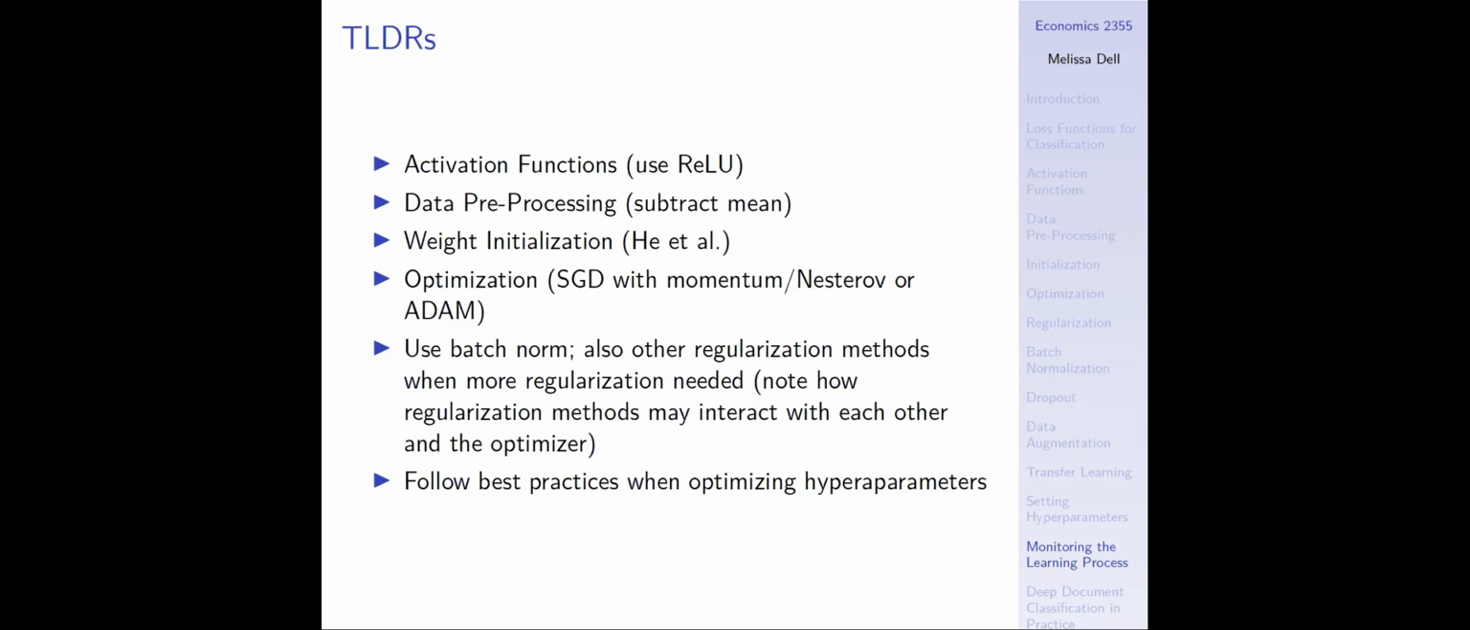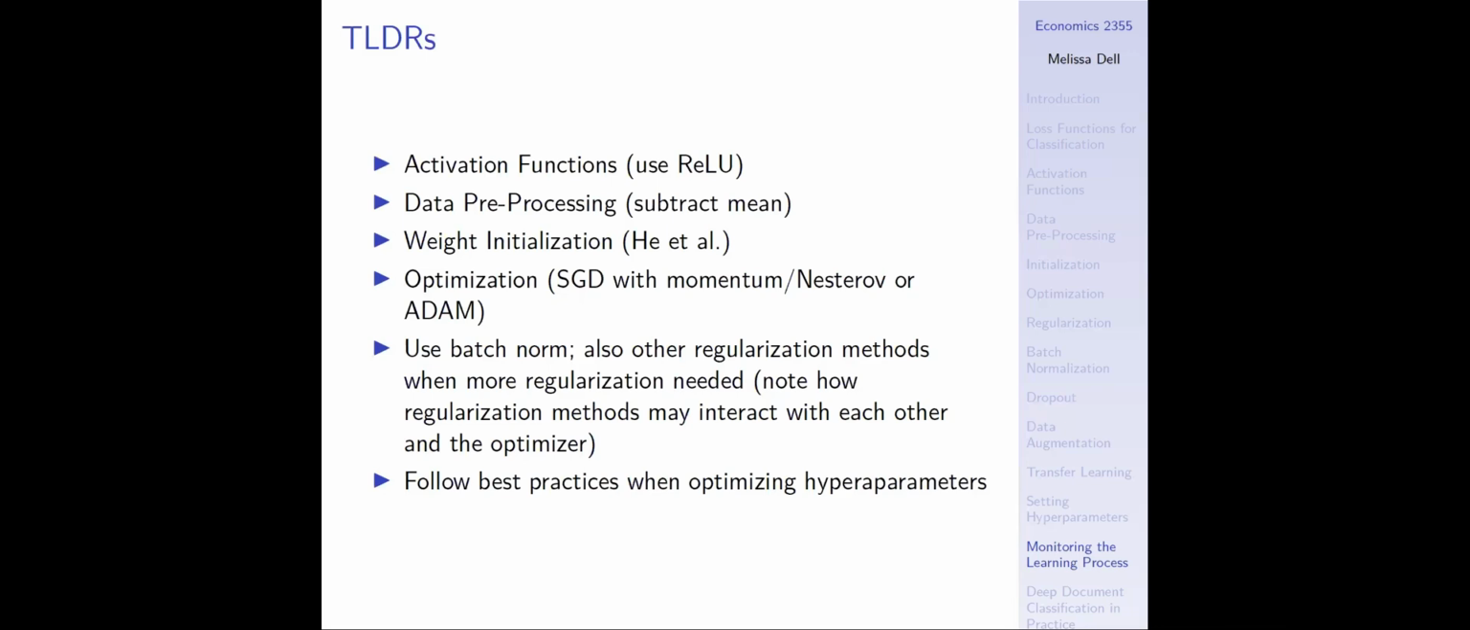Some people will argue about this, but just don't use plain stochastic gradient descent. Use batch normalization, and you also may need to use other regularization methods, like the L2 regularization we talked about. If you have fully connected layers, maybe consider using dropout, maybe consider using data augmentation.